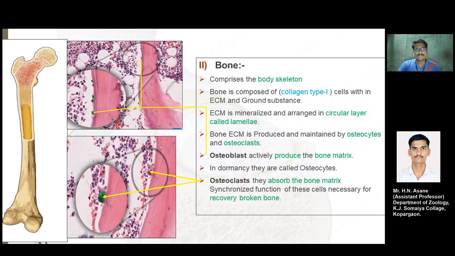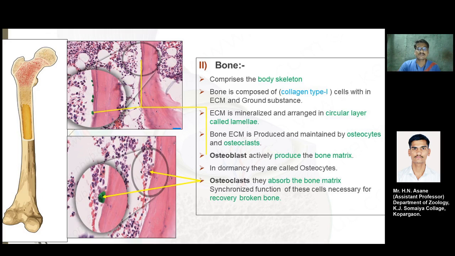But the second image is of the osteoblast, and this slide is stained with eosin, and the highlighted green cells present on the linings of this bone tissue are the osteoblasts, and these osteoblasts produce the bone matrix. Then in dormancy, dormancy means a stage in which growth is not done.